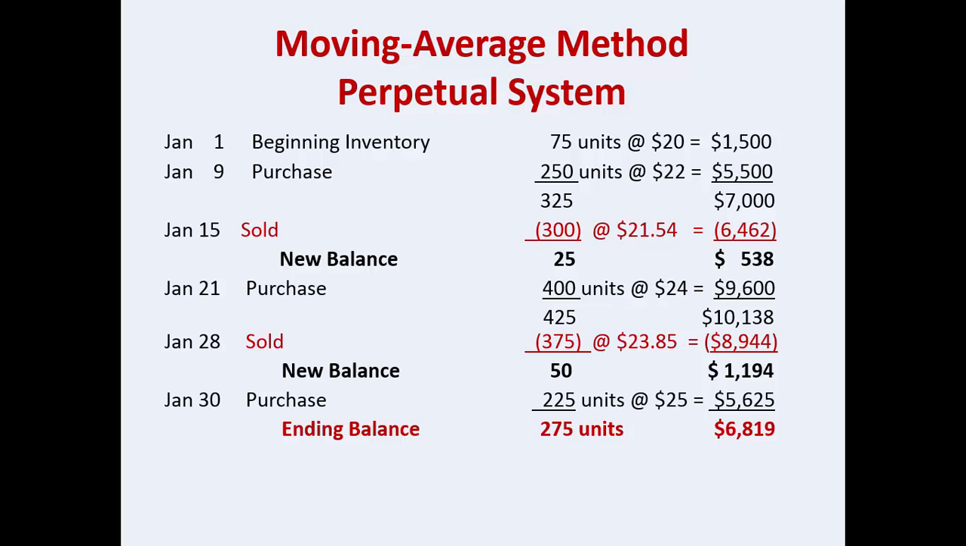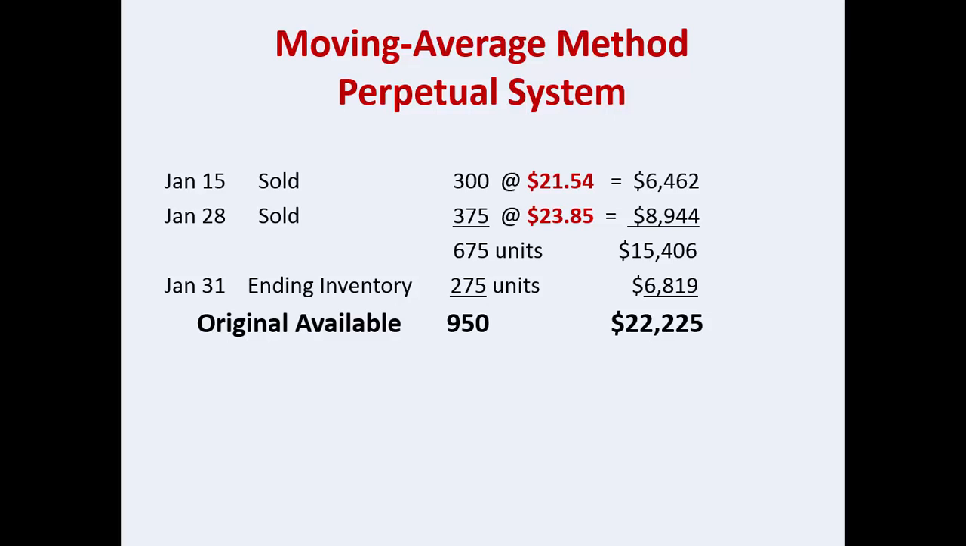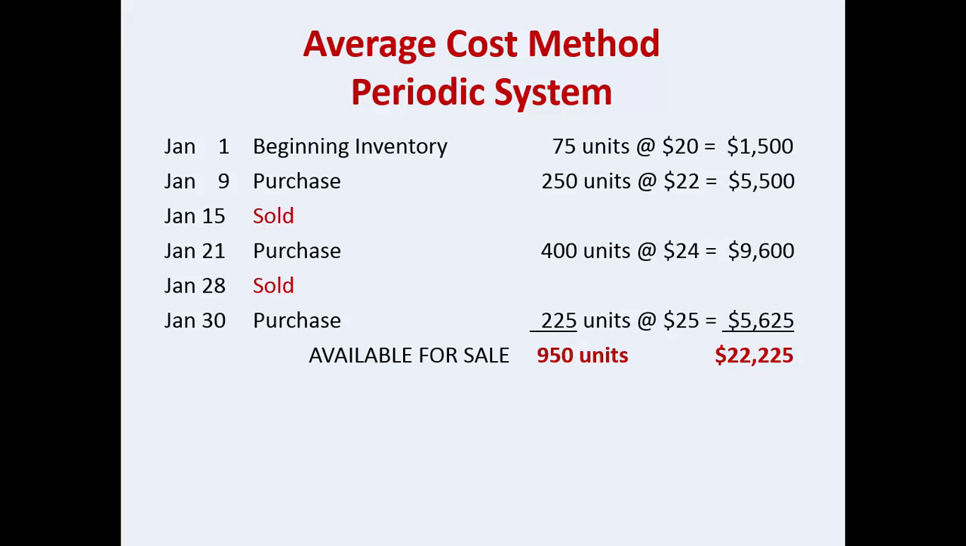And then what is your ending inventory? What's left over? Which would, of course, be the beginning inventory for your next period. So we have a total cost of goods sold, 675 units, 15,406. What's left over? 275 units, 6,819. Add those together, it should equal the original available for sale. The moving average cost changes with each sale.